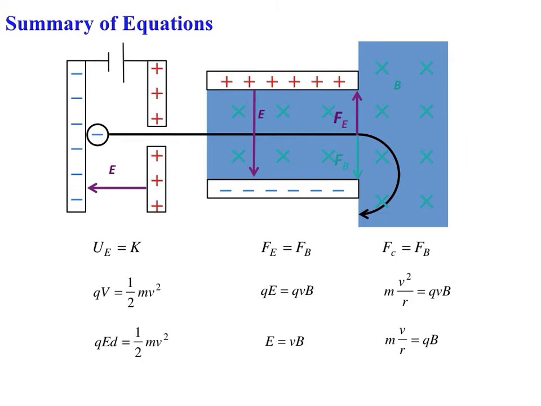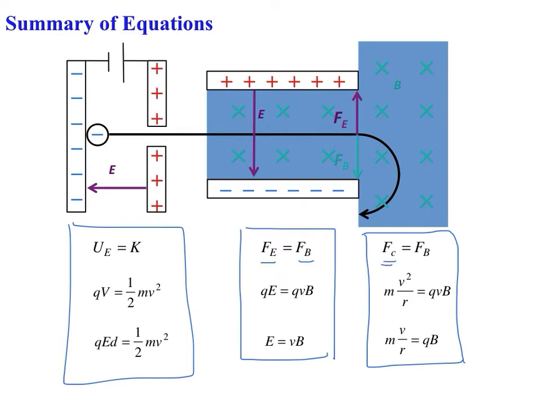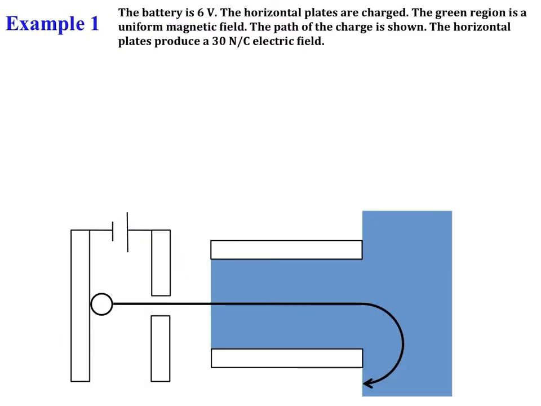Again, these equations on the far left-hand side we've seen before when we're dealing with vertical plates. These equations in the middle are going to help us when our electric force and our magnetic force are equal to each other. And then finally, when it only has a magnetic force on it, it's going to experience a centripetal force. And then we can use the equation that we derived in our second video. So I'm going to answer all of this in terms of variables.